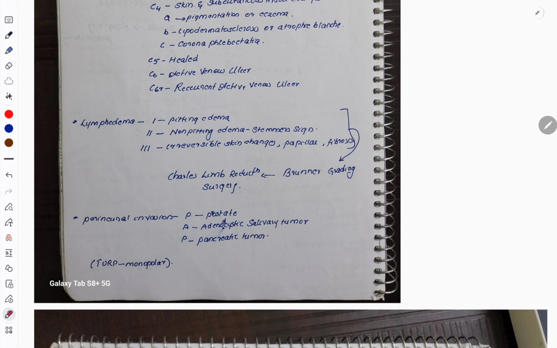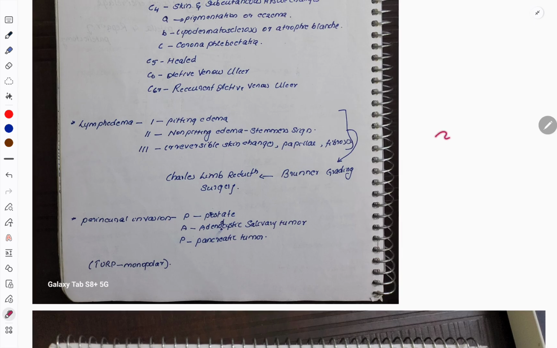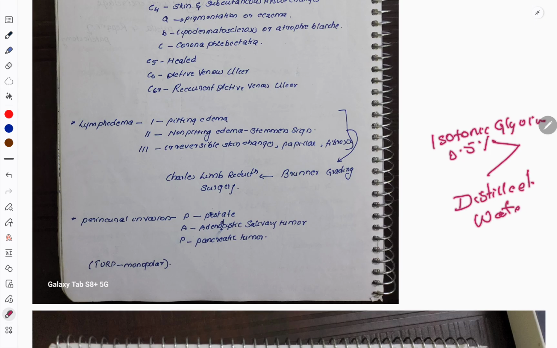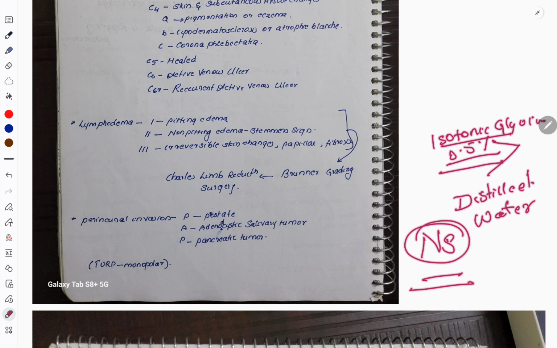But while doing the surgery, you use a cystoscope and you cut through with a monopolar diathermy. To wash it during the surgery, we use isotonic glycine. This is what I want you to remember: isotonic glycine, 0.5%, is preferred to distilled water. You can use distilled water if you don't have glycine, but we prefer glycine. But never will we use NS, because NS is a good conductor of electricity, and therefore we will have poor cutting and coagulation.